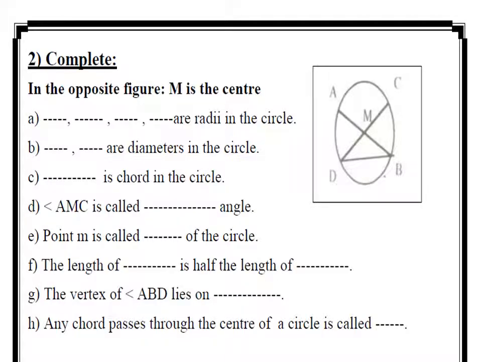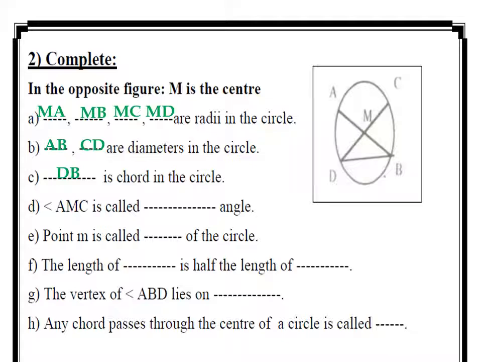Let's open our booklet page 52. In the opposite figure, M is the center. I'm asking what and what are radii in the circle. So I have here MA, MB, MC, and MD are radii in the circle. Next, what and what are diameters in the circle? I have AB and I have DC or CD, where they are 2 diameters, or 2 line segments passing through the center and joining 2 points on the circle. What is called a chord? DB or BD is a chord in the circle.